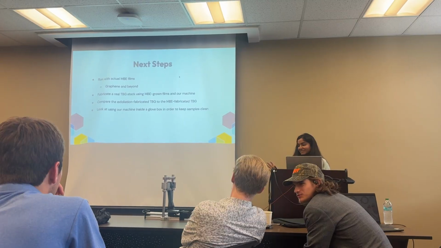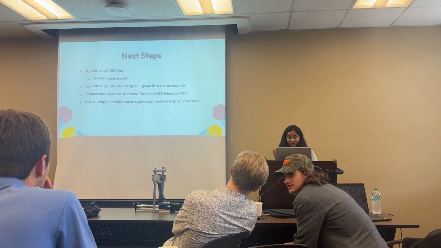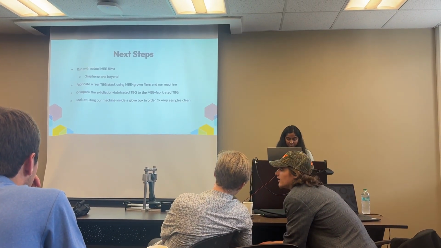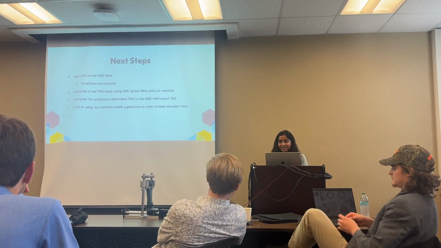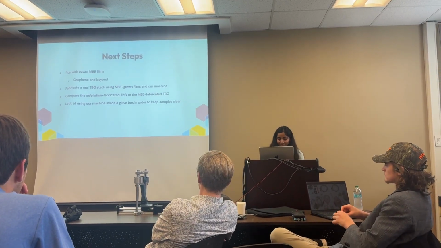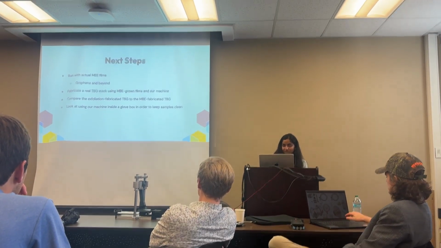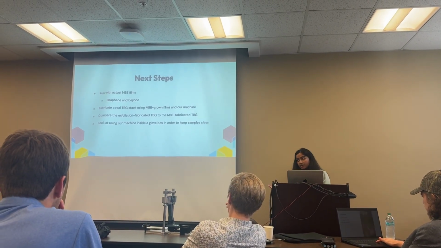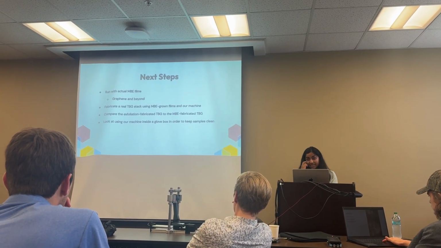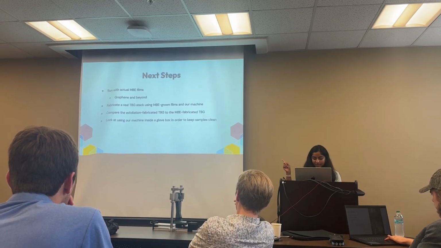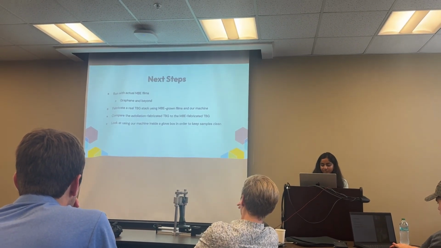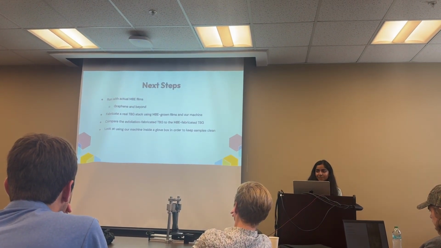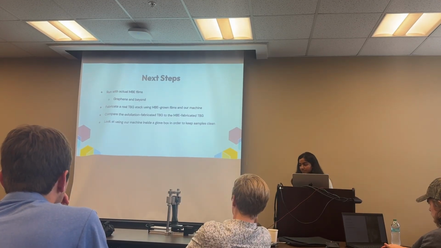So we need to think about how we're going to apply that torque moving forward. And then the most important thing obviously is actually running it with MBE grown films. And then once we have those peeled films ready, fabricating an actual twisted bilayer graphene stack and comparing it to those exfoliation fabricated stacks like the one that I showed you earlier. And then we also want to look at using our machine inside a glove box in order to keep our samples as clean as possible.